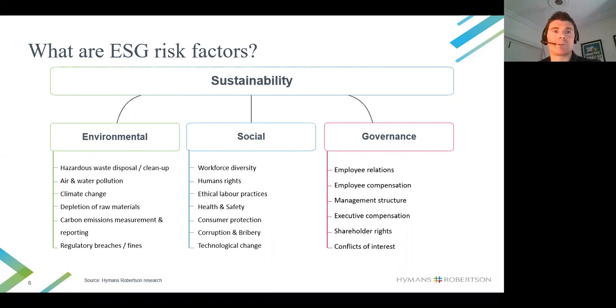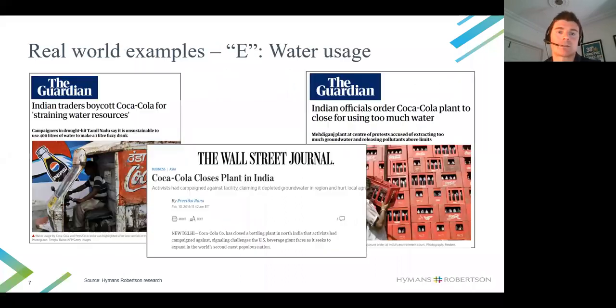Okay, so what we'll do now is look at a few real-life case studies of these ESG factors impacting companies in the real world to bring this to life. And we'll look at one example for each of the environmental, social, and governance headings. Okay, so if we can click. Thank you. So we'll start by looking at environmental factors.